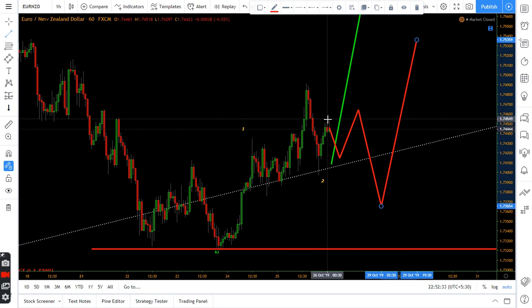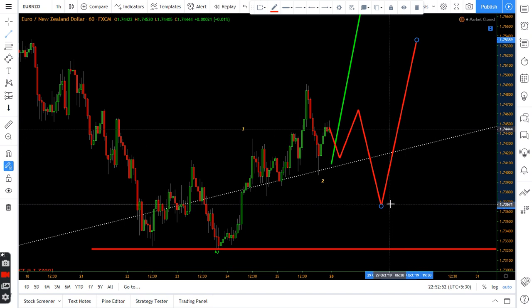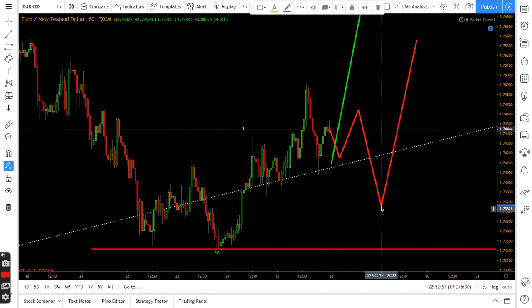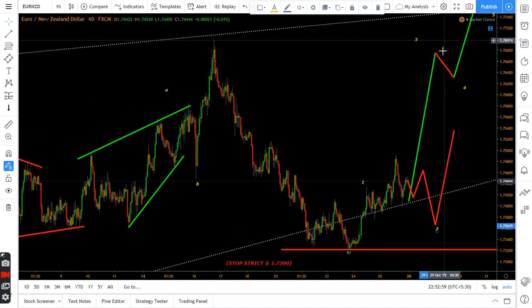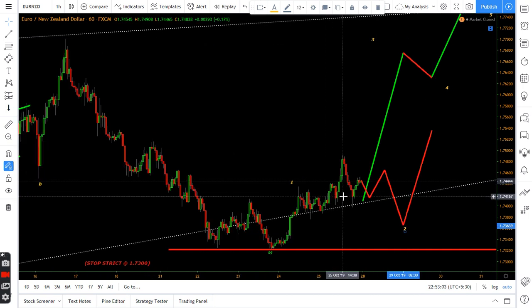But in New Zealand dollar, if we get the pullback, it has a chance to come down and one more leg up, because if it is an A, B, C, W, this is an X, A wave is here, B wave can be here, and then again C wave has to retrace up to here also. So anything is possible here. So then second wave will go here, and then the third wave will shoot to here.